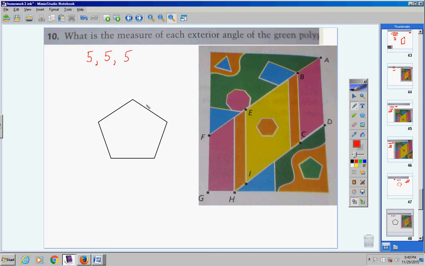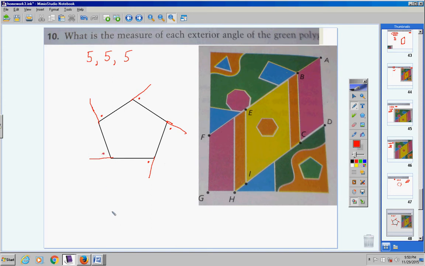5. Now listen, these angles are not always congruent, but in a regular polygon they will be. These exterior angles are not always congruent, but in a regular polygon they will be. Okay? So if I extend one side at each vertex like this, I'm going to have 5 exterior angles. Okay? 5. Here's 1. Here's the next one. Here's the next one. Here's the next one. And here's the next one.